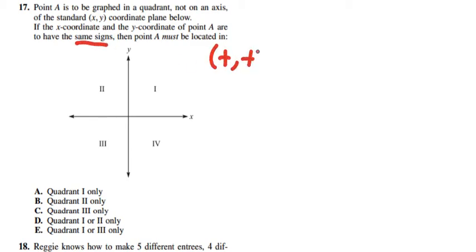If x is positive and y is positive, then the solution will end up in quadrant 1. If we have x negative and y negative, then this point would end up in quadrant 3. So if x and y have the same sign, that means that one of them will be in quadrant 1 and the other will be in quadrant 3, which will be answer choice E.